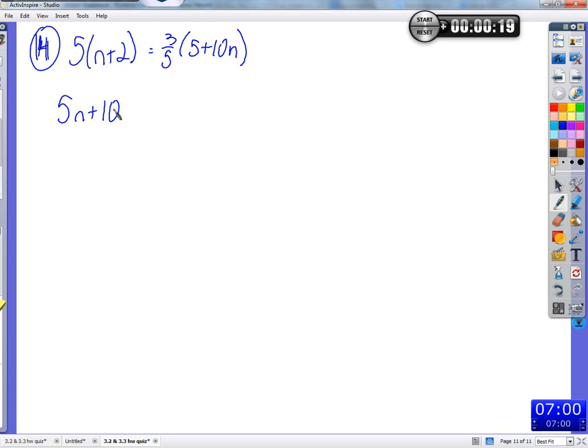Wait. Well, yeah, never mind. Just do one. Okay, just do both, okay. Well, let's do 3/5 times 5 over 1 plus 3/5 times 10 over 1, just to make it possible to follow here. 5 scans, we get 3 plus these scans, this is 2. 3 times 2 is 6, so we get 6n. Okay, so we did distribute.